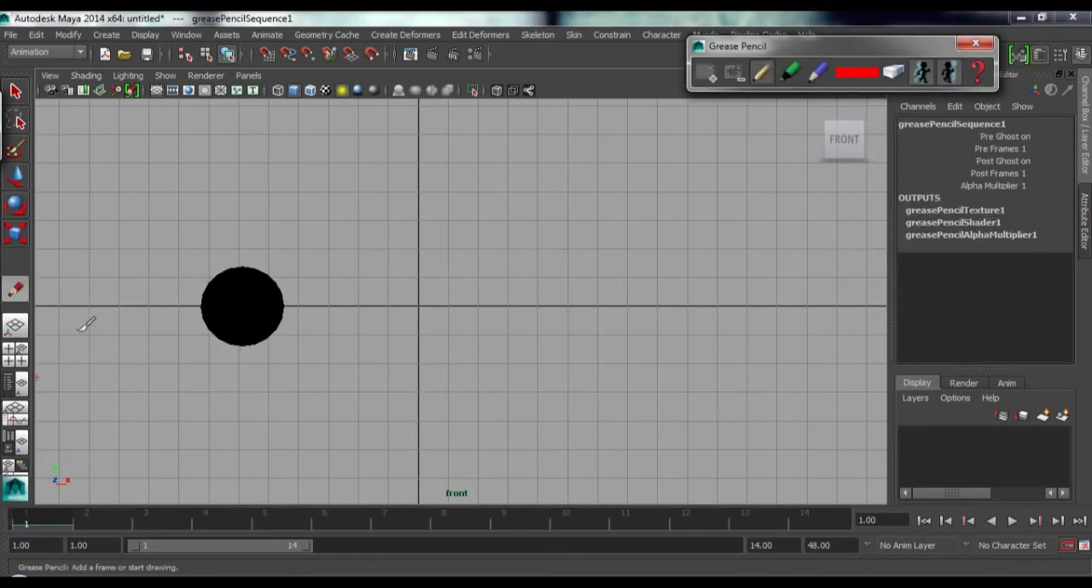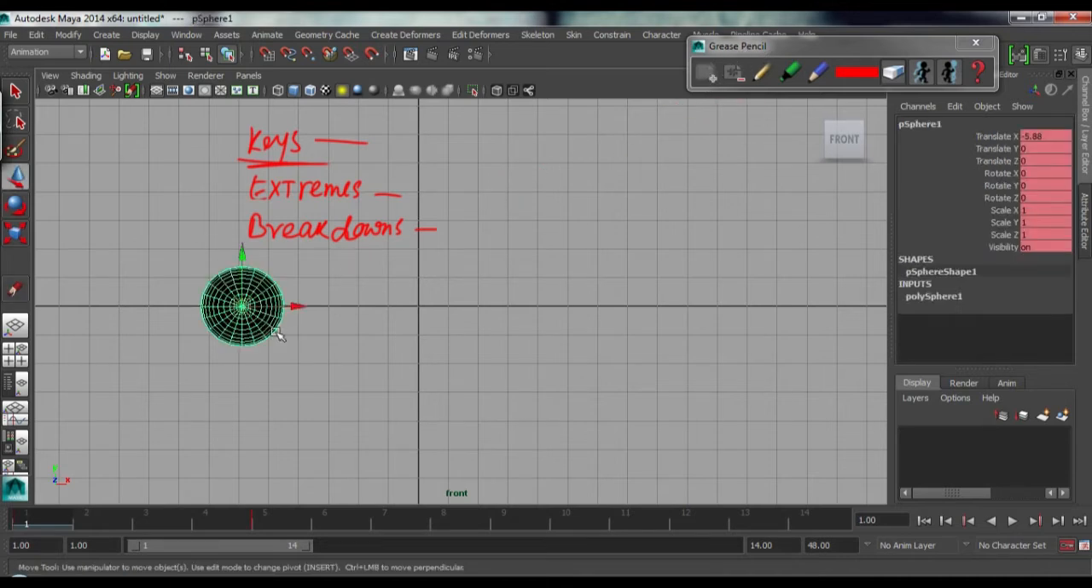There are 3 things to understand, and those are keys, extremes, and breakdowns. Okay, so keys first. Keys are the storytelling drawings. Keys tell what is happening in this shot. So for this shot, these are the keys, 1 and 5.